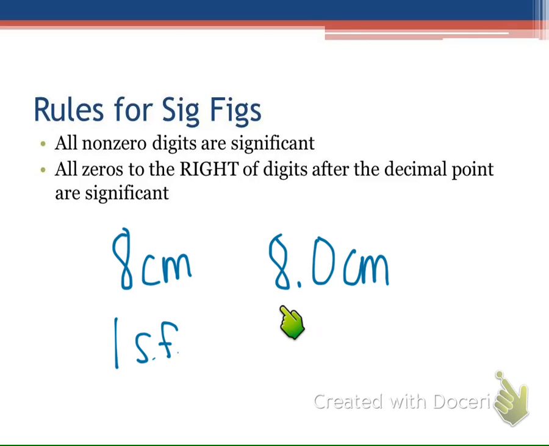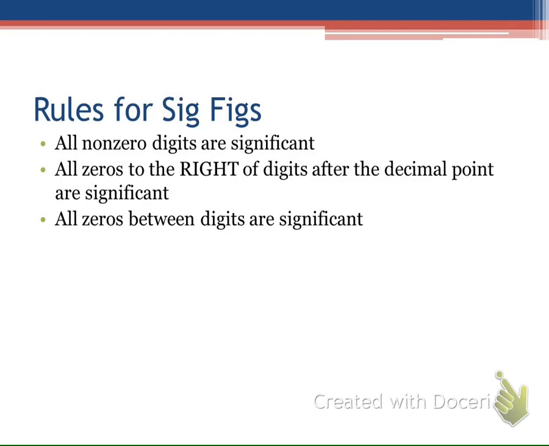This value right here has how many significant figures? 2. It has 2. This digit is estimated, but it's telling us that I think it's exactly 8.0 centimeters. So that 0 to the right of digits after the decimal point is significant. Next rule is all zeros between digits are significant. Any 0 between digits is significant.